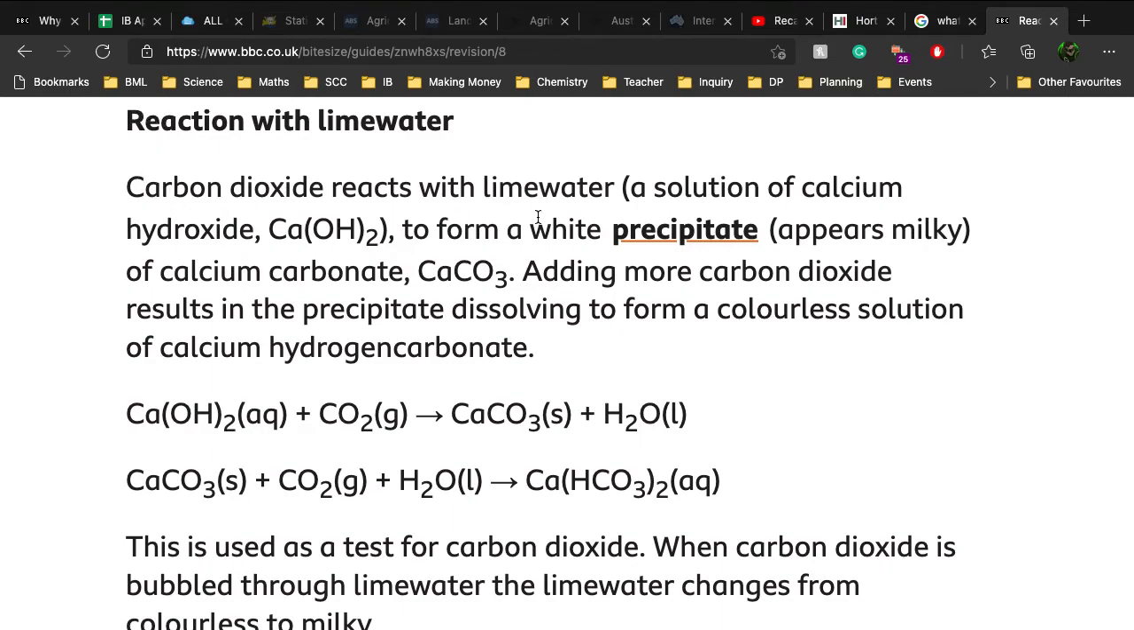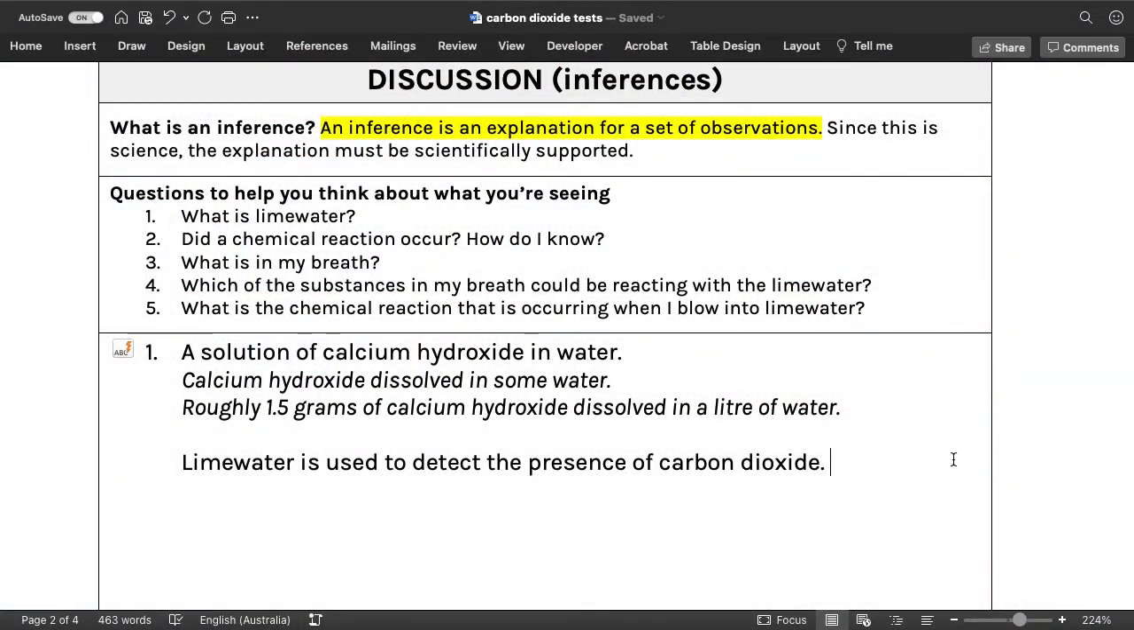Reaction with lime water: carbon dioxide reacts with lime water to form a white precipitate. It appears milky, of calcium carbonate, CaCO3. That's going to be important for later. So I'll just copy and paste that. All right, cool. Question 2. Did a chemical reaction occur?